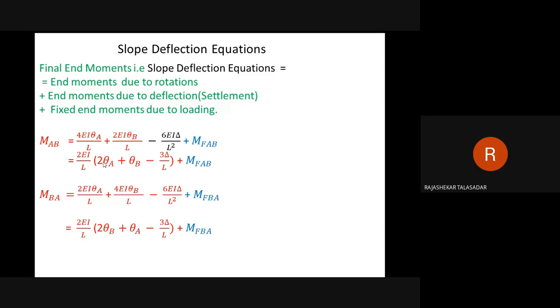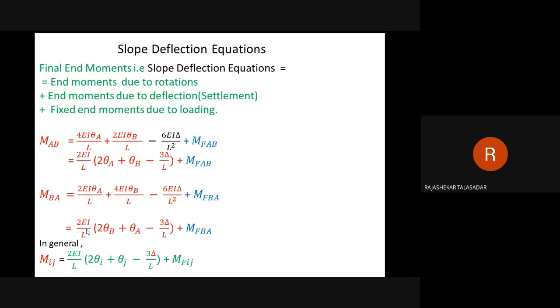If you compare this, you can see when it is AB, it is 2 theta A plus theta B. When it is BA, it is 2 theta B plus theta A. But in general, because the span may be BC, span may be CD, if you write MIJ, how do you write it now? 2EI/L, 2 times the theta at this end, that is at I, plus the rotation at J, that is theta J, minus 3 delta/L, plus MFIJ. If I is A, J is B, it will take this shape. If I is B, J is A, it will take this shape.